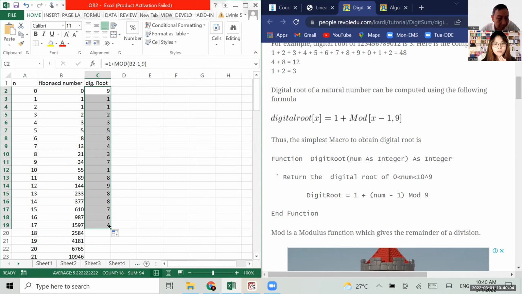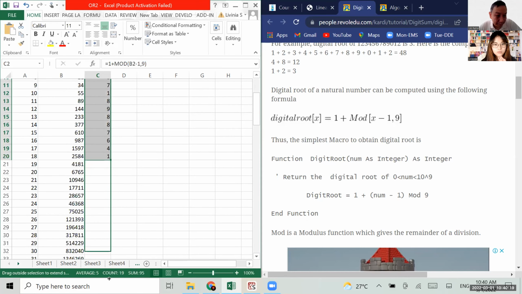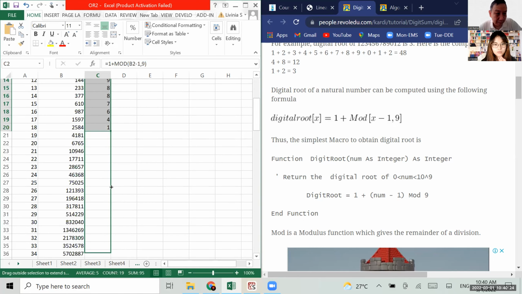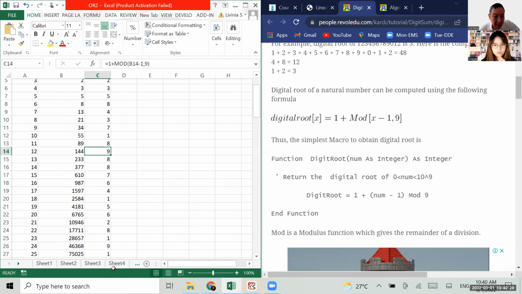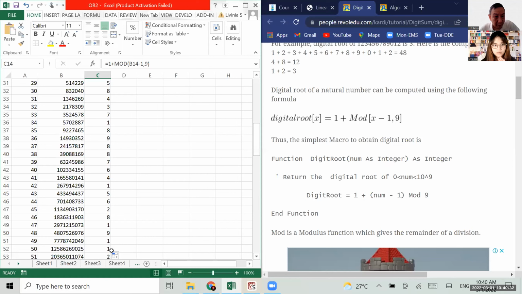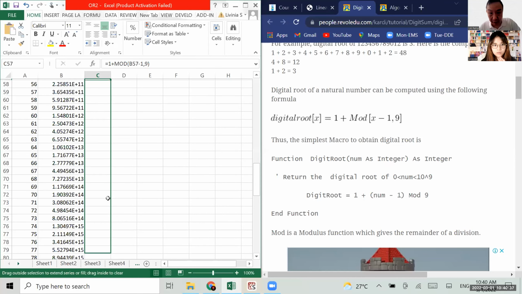After 14, you will see... continue. So after 24, continue until the end. There is a pattern in the digital root of Fibonacci numbers: every 24, it will repeat again.